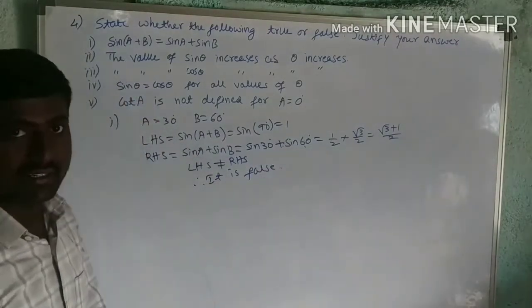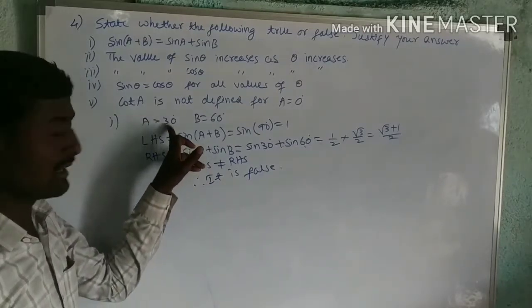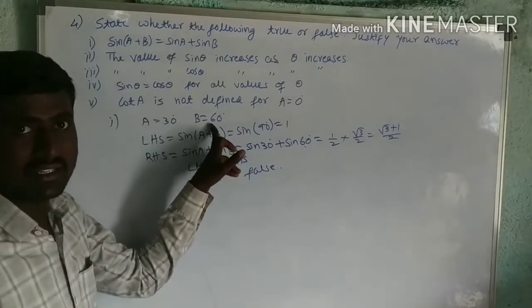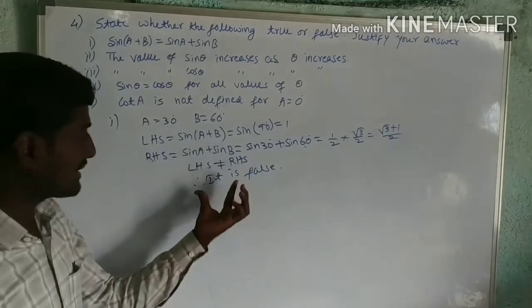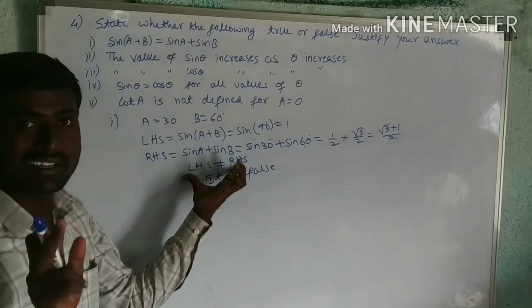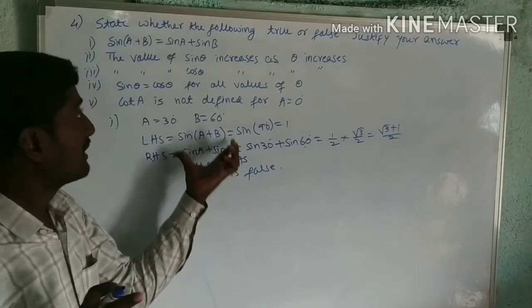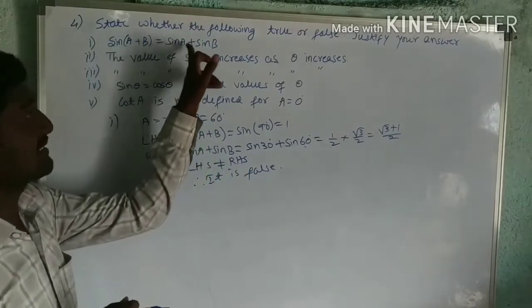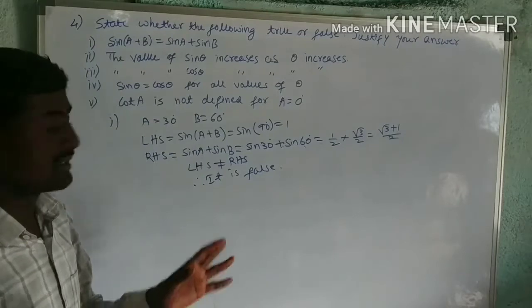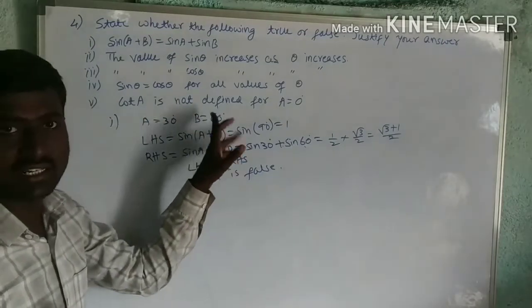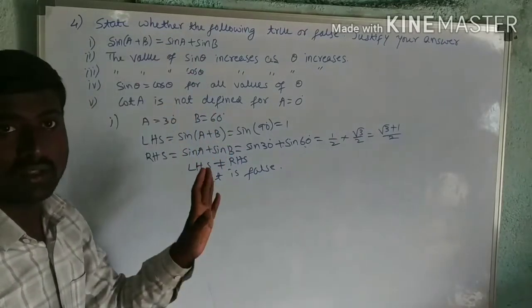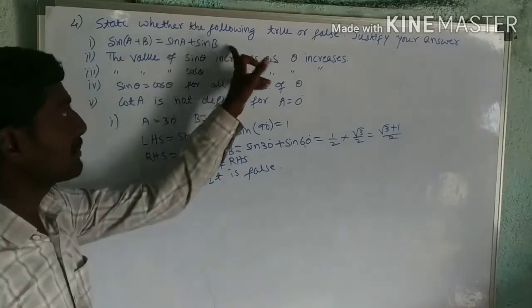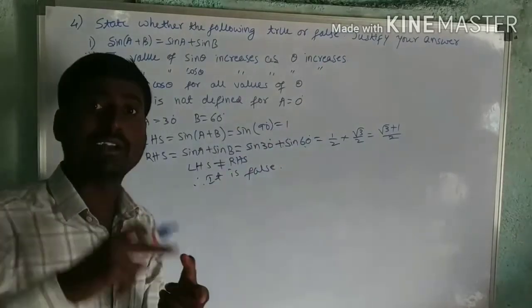If you take A as 0 degrees, B as 30 degrees, at the end you will get LHS and RHS equal. But it doesn't mean that it is true. For some angles LHS and RHS are equal. Of course, if you take this as 0 and this as 30 degrees, LHS and RHS are equal, but it doesn't mean that this statement is true.